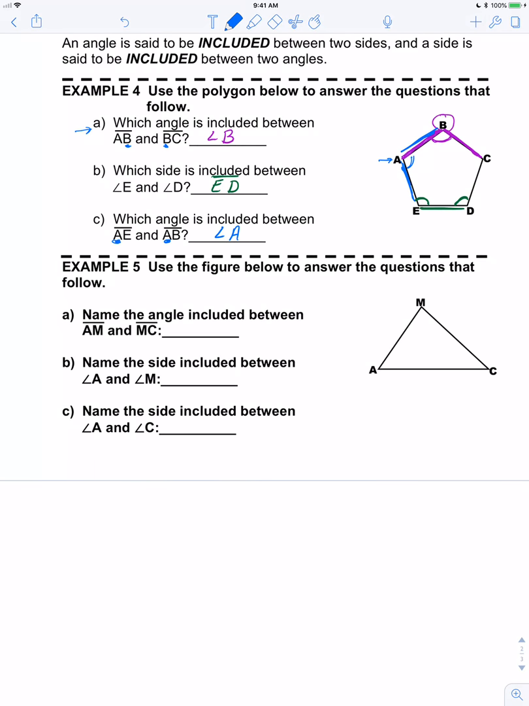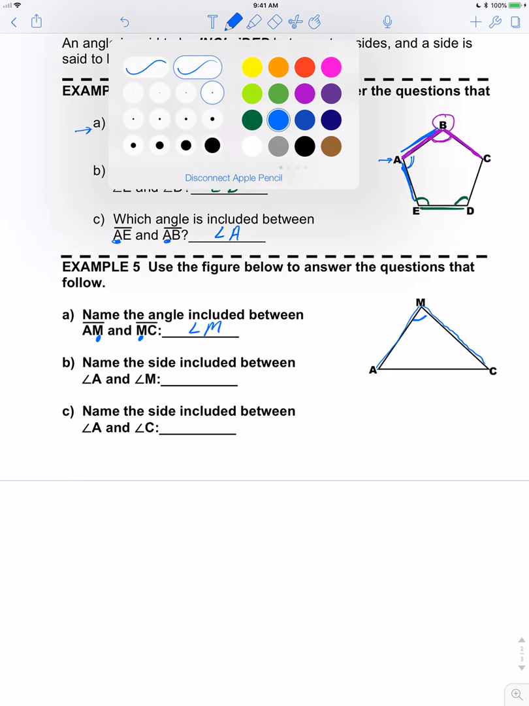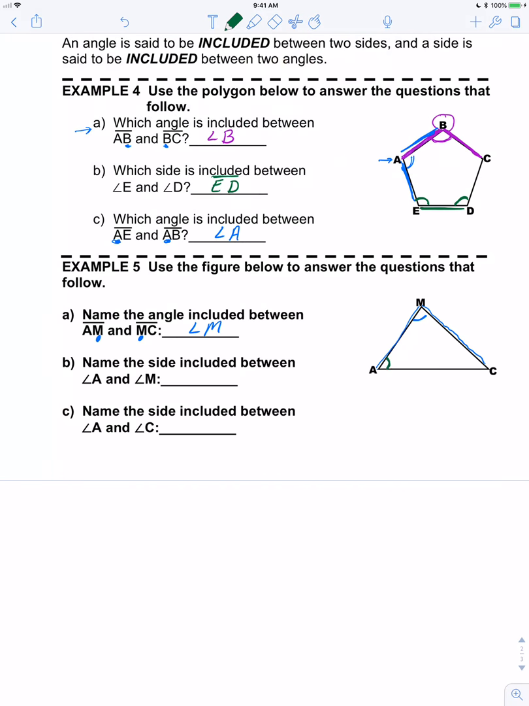Okay. Use the figure below to answer the questions about the following. So name the angle that's included between AM and MC. Well, it's going to be angle M, and just notice that angle M, that's the common letter that they have too. Name the side that's included between angle A. All right, let's go to a different color. Angle A and angle M. What side is that? Well, it's going to be this one. That's the one that they're both touching. A to M.